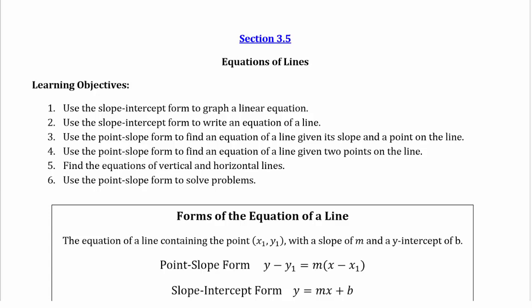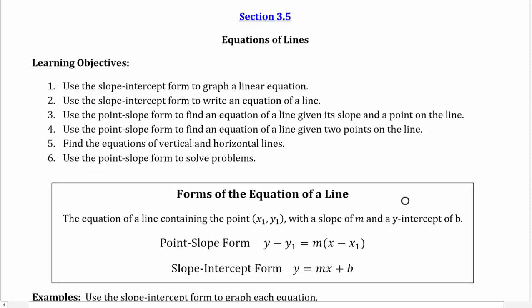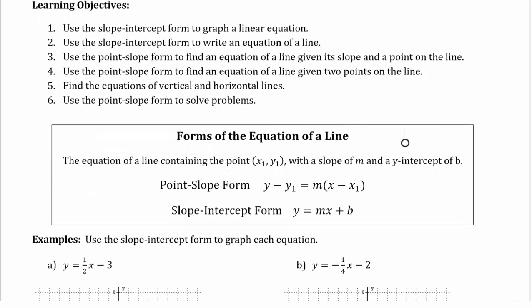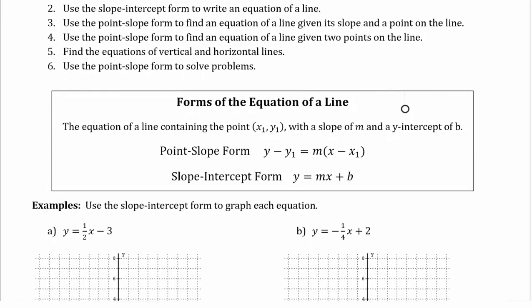This lecture video will be on section 3.5, and we're going to be taking a look at the equation of lines today. There are two different forms that we need to know for this section. The first form is the point slope form right here, and it's y minus y1 equals m times the quantity x minus x1. So the y and the plain old x are the y and the x that show up in the slope-intercept form.